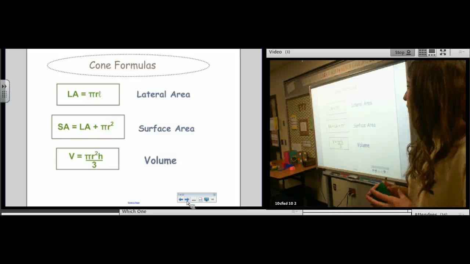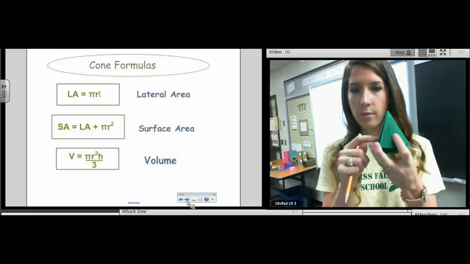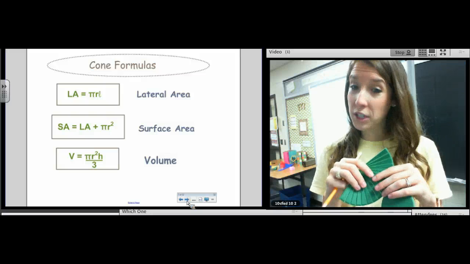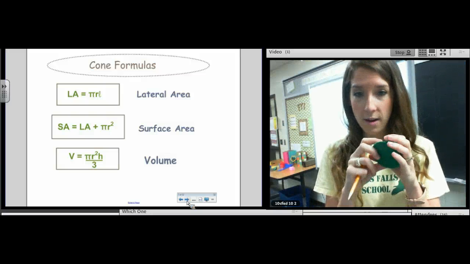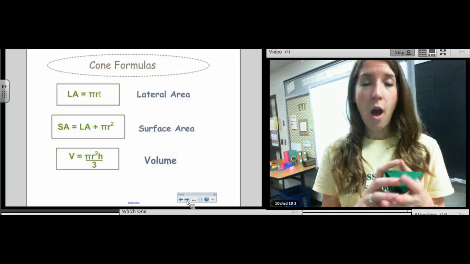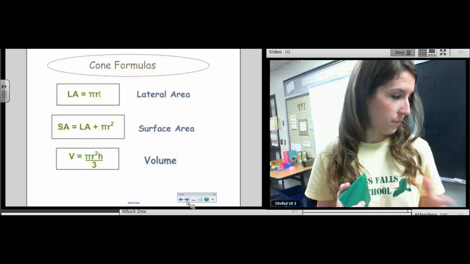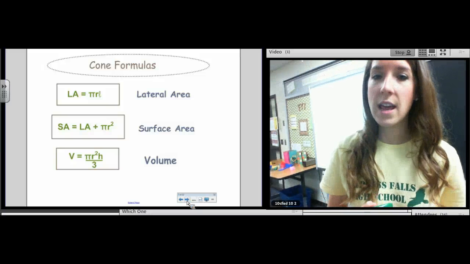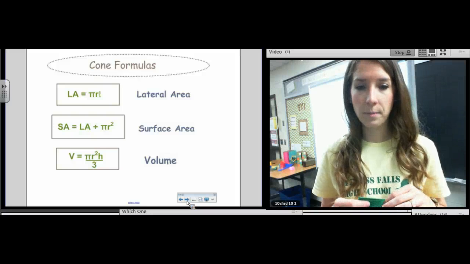So the formula for the lateral surface area is just pi r L. The formula for the surface area, you take the lateral and you add a circle to it, so pi r L plus pi r squared. And then the volume is just like a pyramid. It takes 3 cones to fill a cylinder. Therefore, you take the volume of a cylinder and divide by 3.